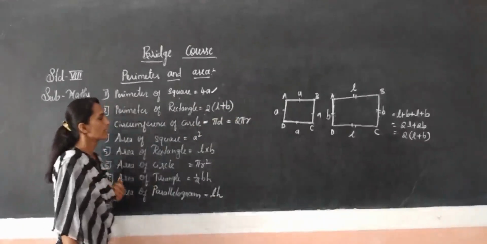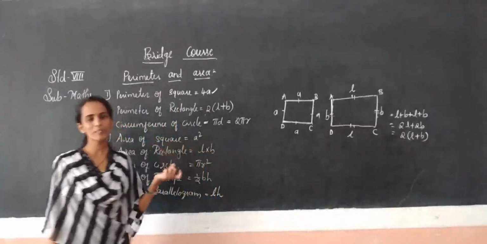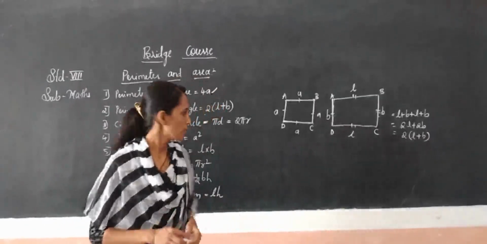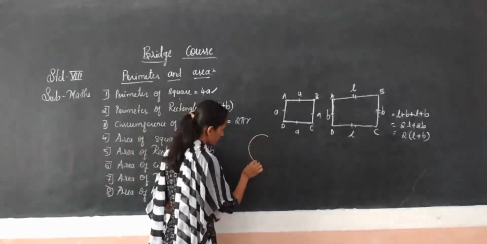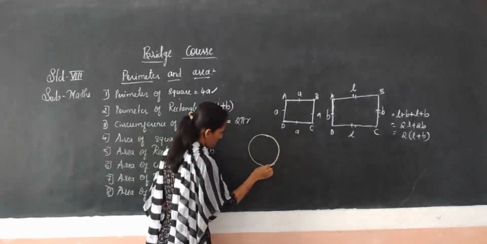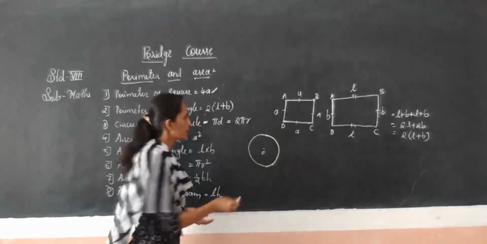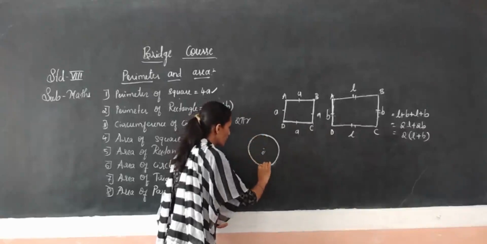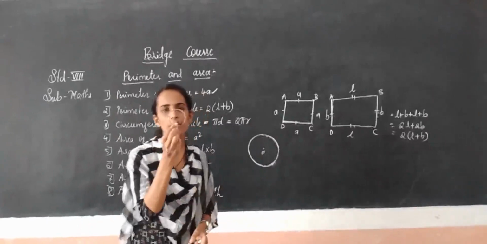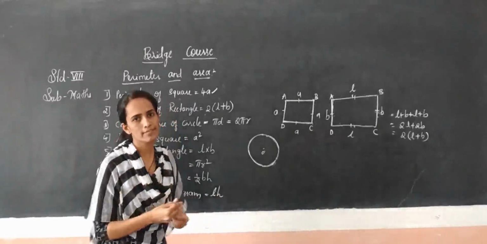So next one, circumference of the circle. Here circumference means the perimeter of the circle only, but we give a proper name for that: circumference of the circle. If you take a circle with center O, circumference means the length of the boundary of the circle. For example, you can consider this as a circle. The length of the boundary of this circle is what we call the circumference of the circle.